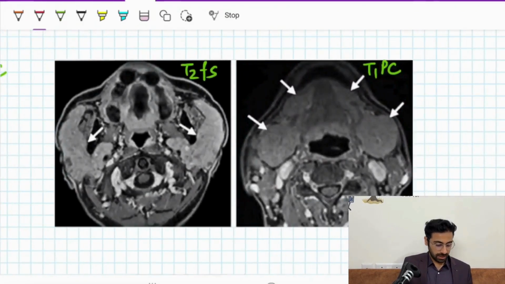Next, a similar patient, it showed enlargement of bilateral parotid glands, bilateral submandibular, bilateral sublingual glands. So again, a classic case of Mikulicz disease. You can see that these glands show homogeneous enhancement, and even on T2, they are homogeneously T2 hyperintense.